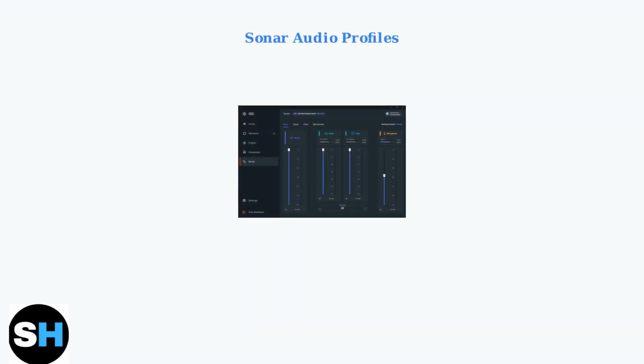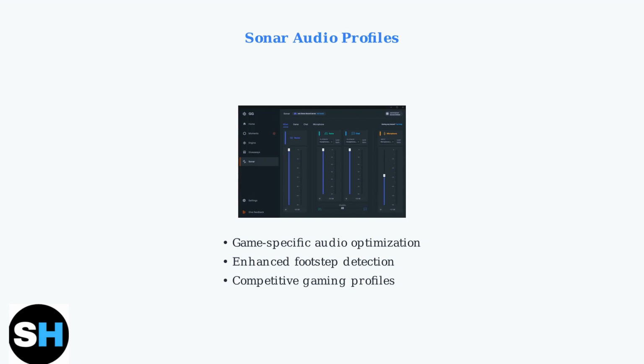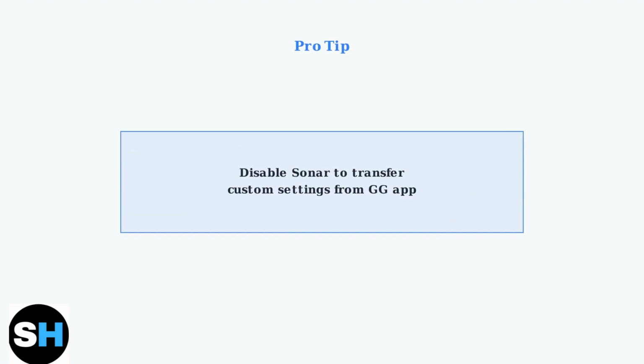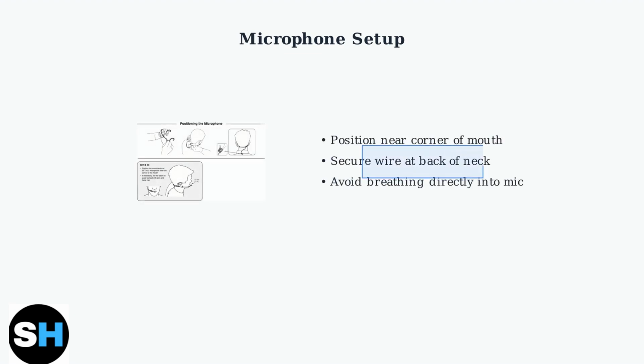The Sonar software provides game-specific audio profiles that enhance important audio cues like footsteps and environmental sounds. These profiles are optimized for different game genres and competitive play. For users who prefer to transfer custom settings from the GG application, disabling Sonar allows direct control over your personalized audio configurations. Proper microphone setup is crucial for clear communication.